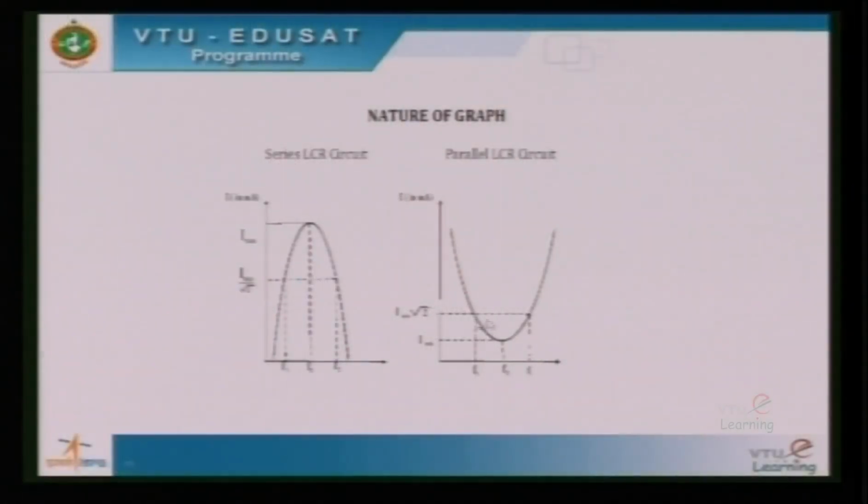Bandwidth of the parallel resonant circuit is obtained by drawing a horizontal line corresponding to I minimum into root 2, and the corresponding x intercepts are taken as F1 and F2, the lower and upper cutoff frequencies. Hence, bandwidth is determined. The quality factor of the circuit is obtained graphically using the relation F0 by bandwidth. Theoretically, again the expression for quality factor is 2 pi F0 L by R. Again it depends on the value of R. So, higher the value of R, higher the sharpness of the curve, hence the higher quality factor of the circuit.